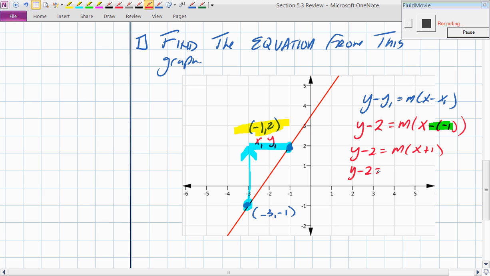So y minus 2 equals 3 over 2 times x plus 1. And this is the equation. Now, could you have used the other point? Yes, you could have. That's the cool part about point-slope form. You get to pick whichever point you want to do.